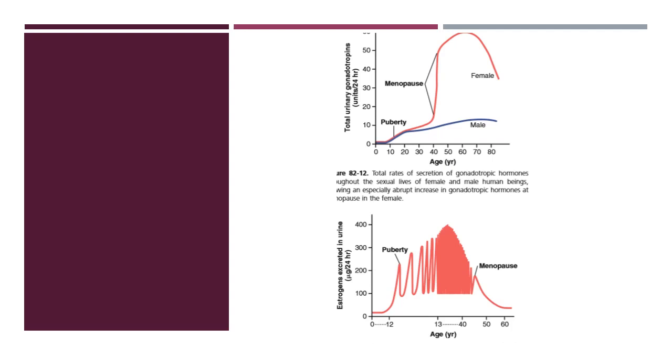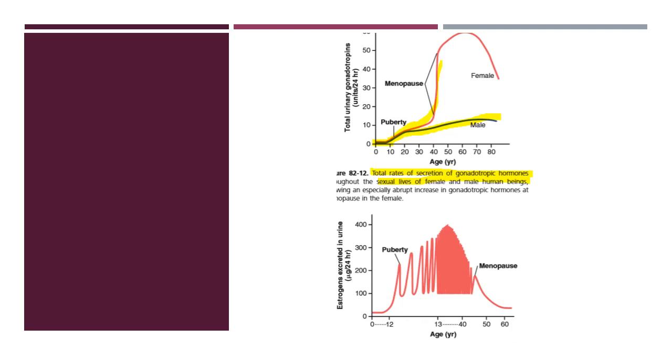The figure on the top represents total rates of gonadotropic hormone secretion in the urine on the y-axis, during different stages of the sexual lives of males and females. As you can see here, males are indicated by the blue line, and females by the red line. Before puberty, in both males and females, the levels are very low, as indicated here in the curves. However, after puberty, there will be an increase in the levels of gonadotropic hormones in the urine, in both females and males.